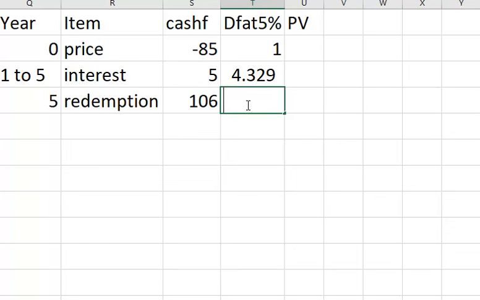Alright, so then in year 5, we have to calculate the present value. So present value equals, you know the formula for present value is 1 over 1 plus r to the power n, but you can just use the table. So it will be 1 over 1.05 to the power 5. Okay, so 0.784.